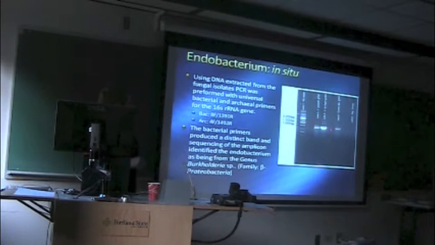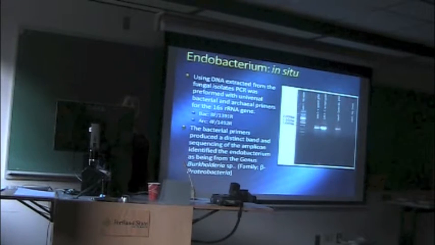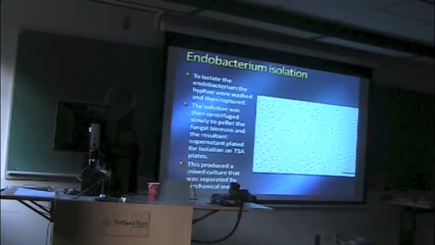And we could sequence these bands, and what we got was this identified as a Burkholderia. And this was actually a very exciting find, because both of the other endosymbionts from Rhizopus and from Gigaspora were both Burkholderias. So we felt like we're on the right track. This is a good result. So we moved forward and we tried to isolate.